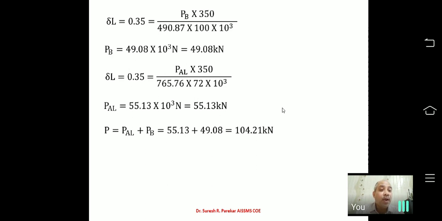So we are using one formula, PL upon AE, but how to apply it to different problems, the application of the formula plays a very important role. Just see the problem carefully, whatever data is given, then put the values in properly and solve it. Now we will switch over to the fourth problem.